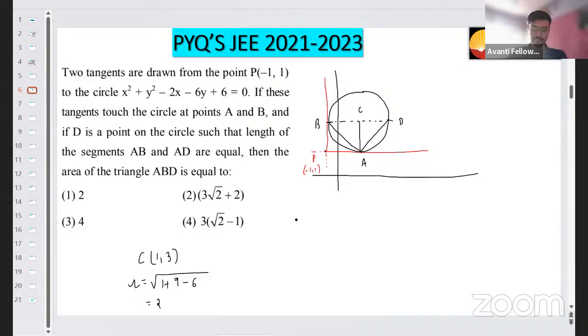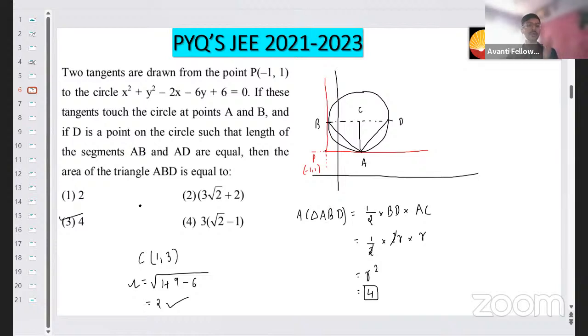So how do we find the area of triangle ABD? Area of triangle ABD will be equal to half into base. Base is BD, so BD into height. Height is AC. Now, BD is the diameter, so I can write half into 2R into AC, which is the radius. So 2 and 2 will get cancelled. Basically, the area of triangle ABD is R square. So what do we need to find? We need to find R. We already found R. R is 2. So the area of triangle ABD will be equal to 4. So the answer is option 3.